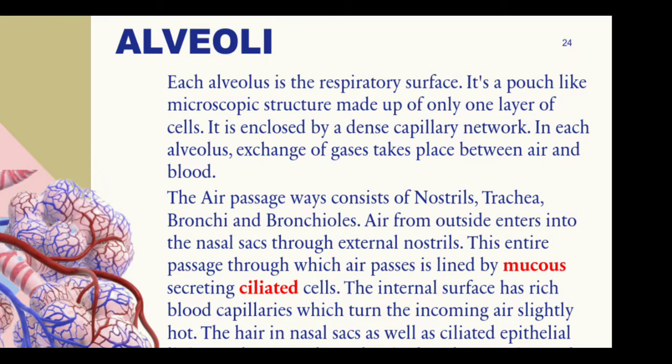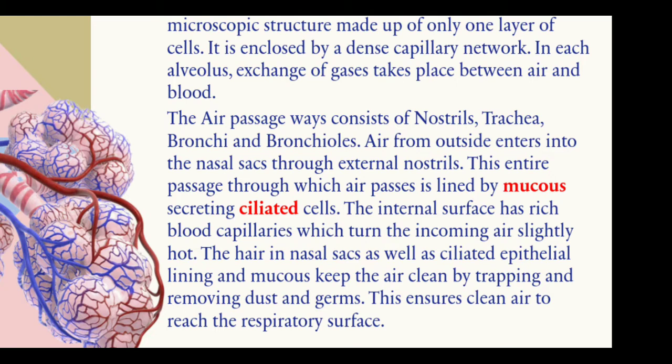It is enclosed by a dense capillary network. So they are tiny, very tiny blood vessels called capillaries, which form a network around every sac. In each alveolus, exchange of gases takes place between air and blood. The air passageways consist of the nostrils, the trachea, then the bronchi, and then the bronchioles.